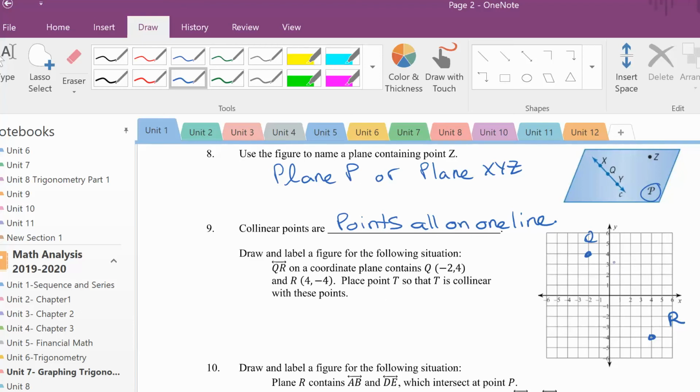So if you were to draw a line from Q to R, you notice that T could be any point between there. So we'll call that point T. And T is collinear with points Q and R because it's on the same line.